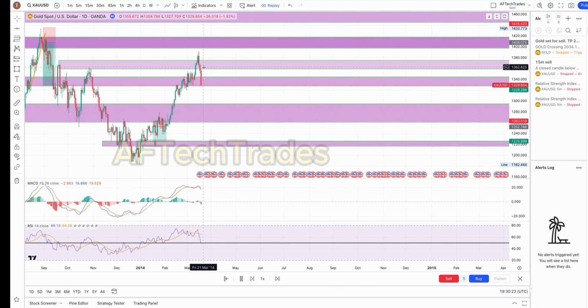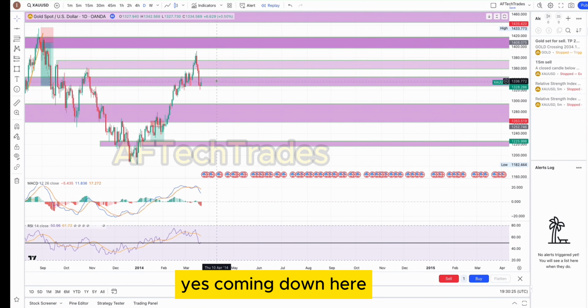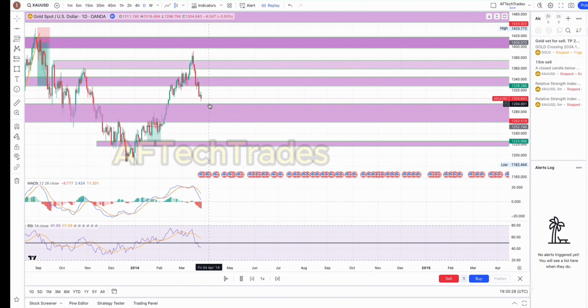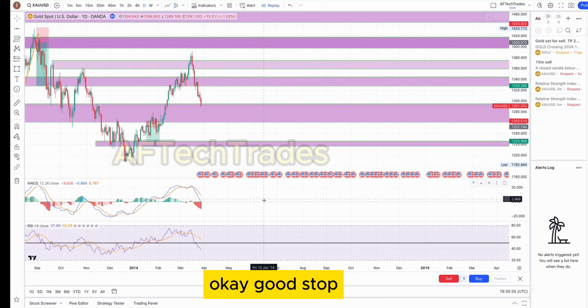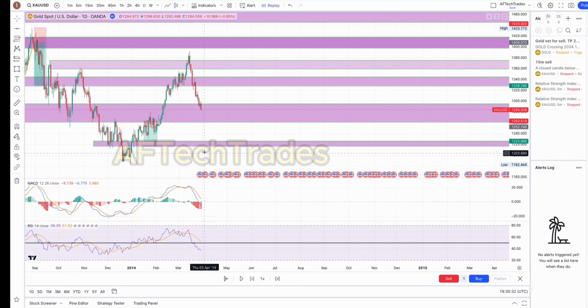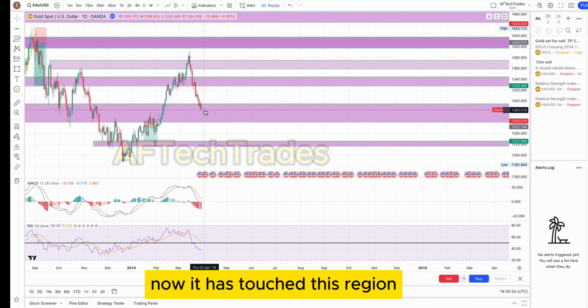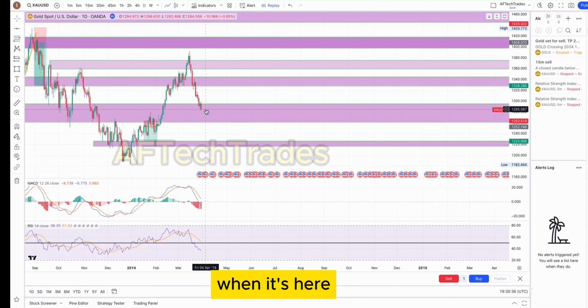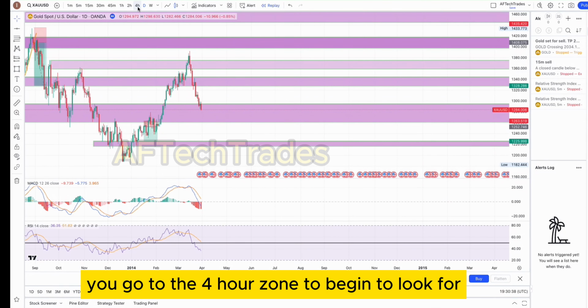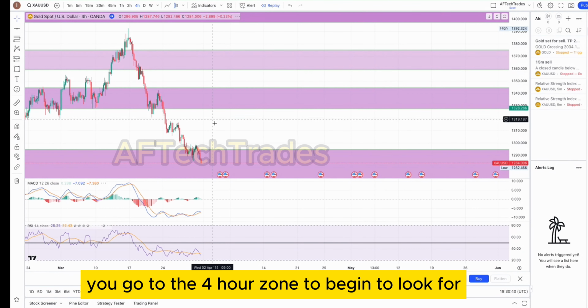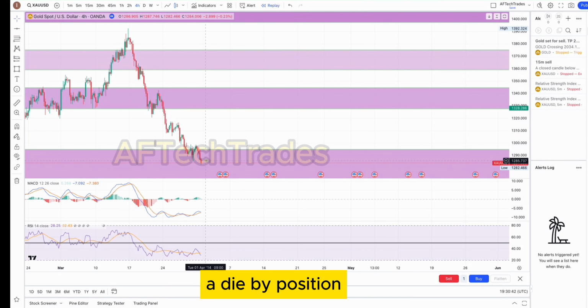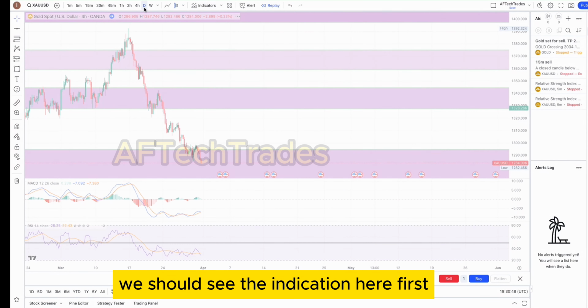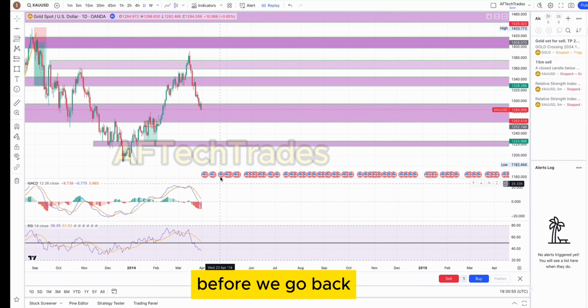Okay. Yes, coming down here. Coming down here. Touch. Okay, good. Stop. Now it has touched this region. When it's here, what you need to do, you go to the 4-hour zone to begin to look for either a buy position. If it didn't break, if you break it down, no, okay, we should see the indication here first before we go back.